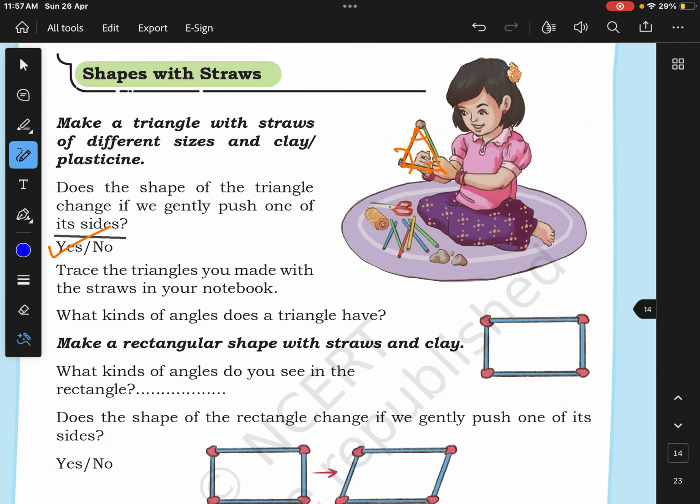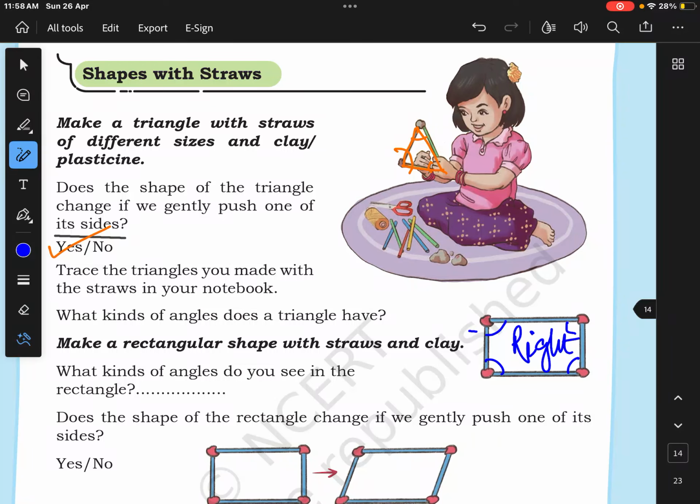Make a rectangular shape with straws and clay. What kind of angle do you see in the rectangle? So you have to remember, if it is a rectangle, all four angles are right angles. Only right angles are there in a rectangle. Yeah. In a square also, only right angles are there. Okay. Of course.